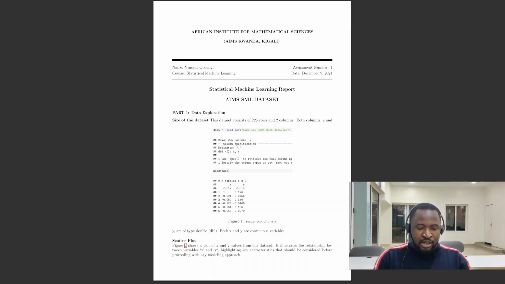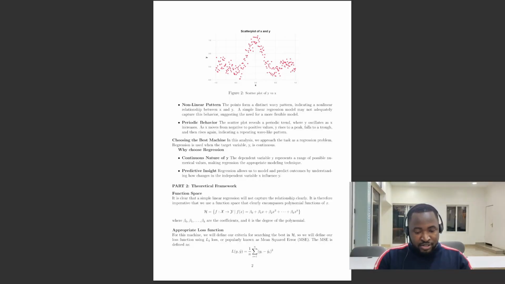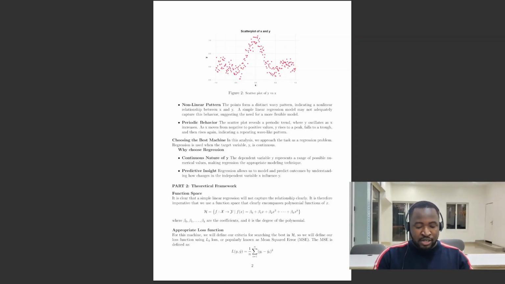This dataset had 225 rows and 2 columns, and just plotting a scatter plot of the distribution of x and y reveals a not-so-linear pattern. It's quite clear that moving forward it will be impossible to capture the relationship between the variables using just a simple linear model. And so, given that y is continuous, we can choose to settle on regression, because regression is suitable for these tasks.